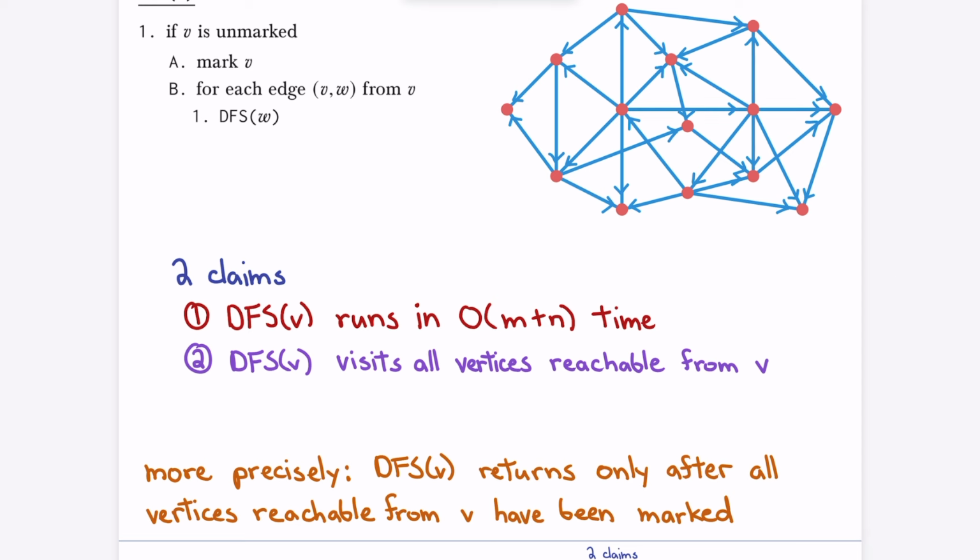And I guess you've all seen this before, so it shouldn't be too surprising. It runs fast and it'll visit everyone. Maybe more precisely, here's a slightly more useful sentence for later: DFS(V) will not return until all vertices reachable from V have been marked. Sort of a more concrete way to say it visits everyone. All right, good.